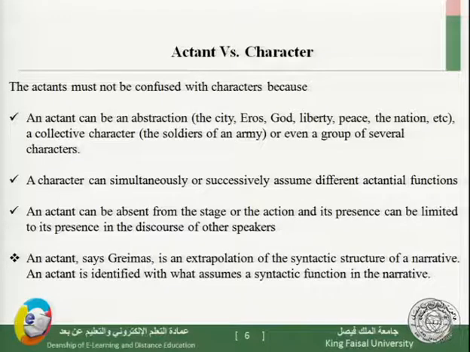Greimas tells us, an acton is an extrapolation of the syntactic structure of a narrative. That's how Greimas defines it. An acton is the extrapolation, digging out. Digging out what? The syntactic structure of a narrative, right? There is a syntactic structure to a narrative. The acton helps us to take it out, extrapolate it. An acton is identified with what assumes a syntactic function in the narrative. Whatever assumes a syntactic function can become an acton. And we have only 6, remember.